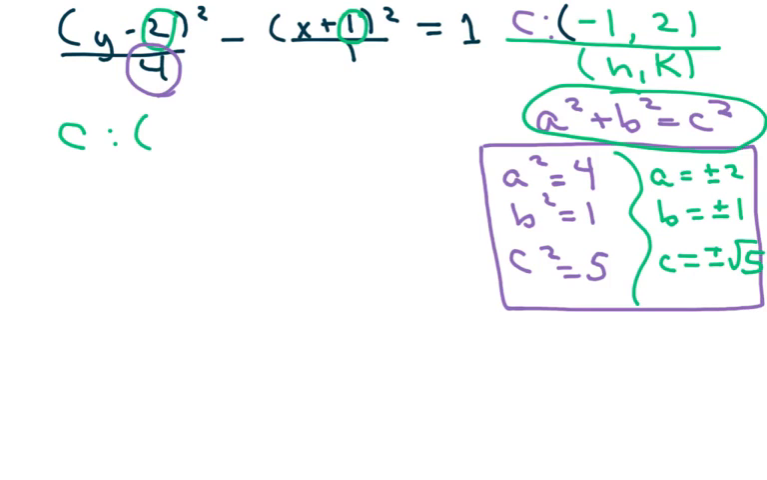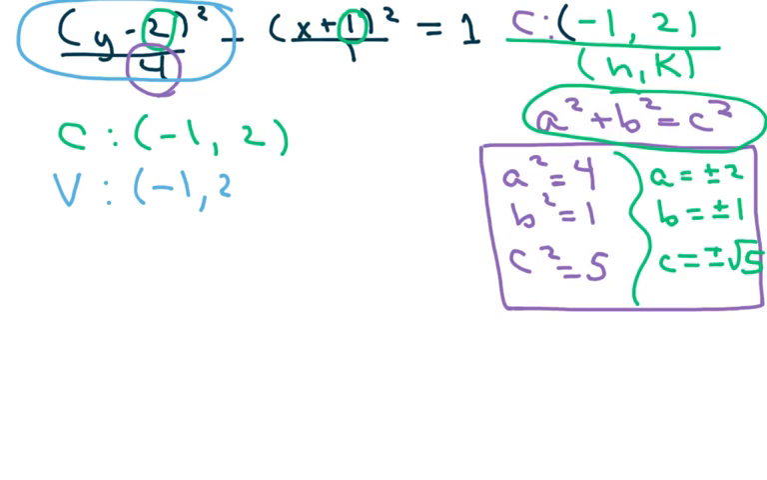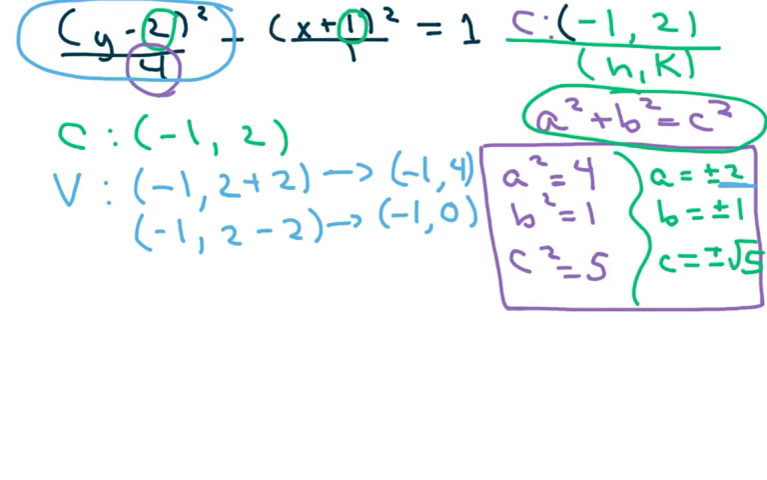My center is -1, 2, and everything is going to be on whoever the leader is here, which is the y. So my vertices are going to be -1, 2 plus your a, which is 2, and -1, 2 minus your 2. So this is going to be -1, 4, and -1, 0. That's going to be your vertices.